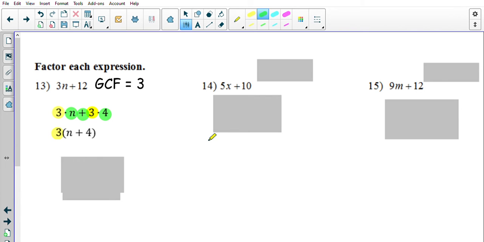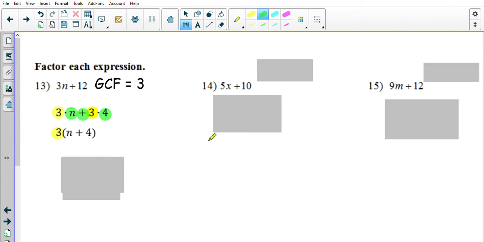it just means to find the greatest common factor. It doesn't mean just find the greatest common factor. If I wanted you to find the greatest common factor, it would say that. Factoring the expression in this case basically means to undo the distributive property.